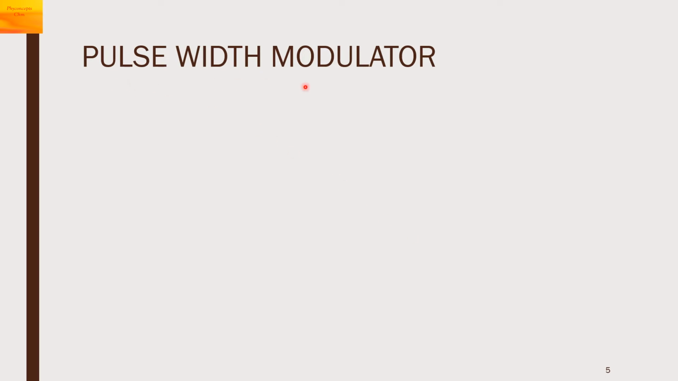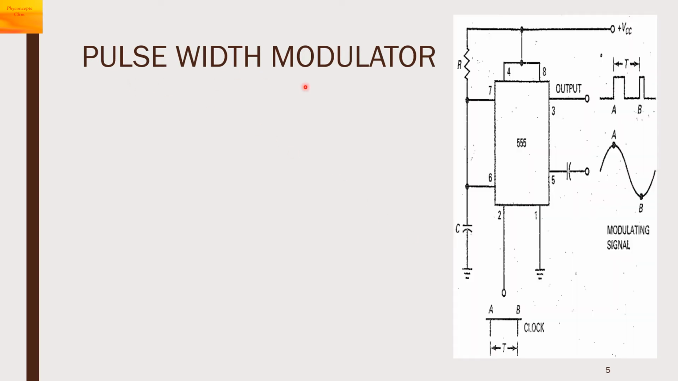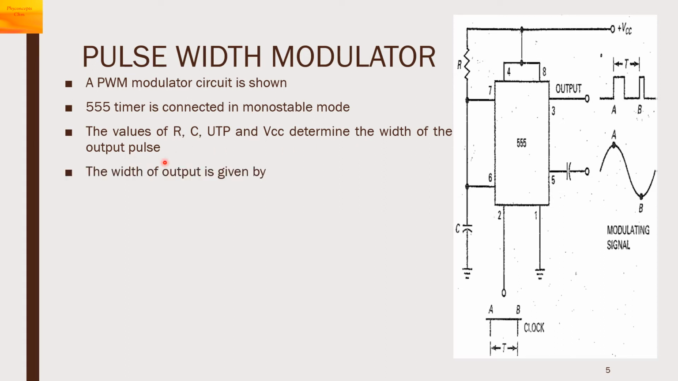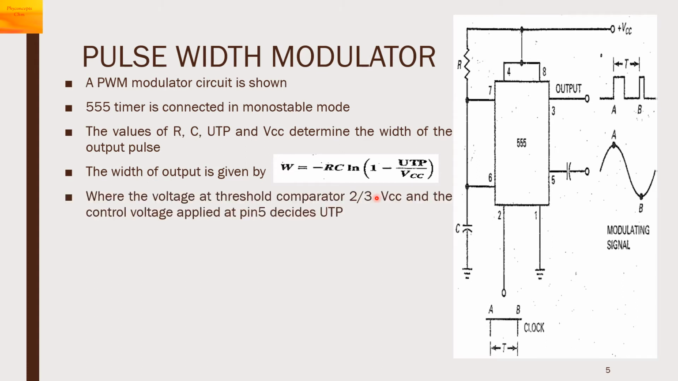Pulse width modulator. Here a pulse width modulator is shown in the monostable mode. The values of R, C, UTP and VCC determine the width of the output pulse. So the width of the output is given as W is equal to minus RC into ln of (1 minus UTP by VCC).